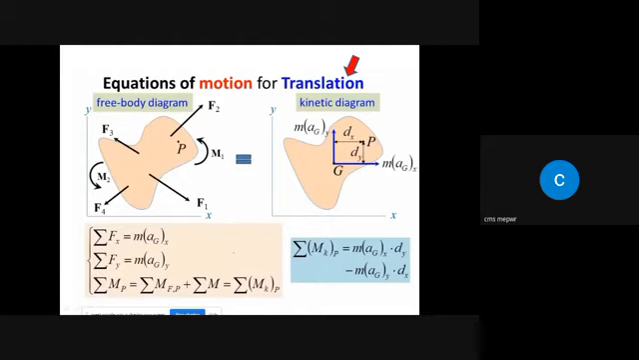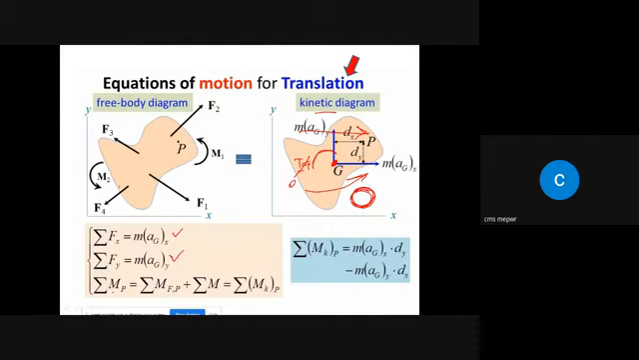So for the translation case, let's say this is a free body diagram. If we draw the kinetic diagram, and you are having only translation, there will be no rotation, meaning the object will move in a straight line, or it will follow some curved path, but it will not rotate about some specific axis or point. So this means that Ig in this case is equal to zero, right? So if we put this in the equation, summation of forces in x direction will remain the same, summation of forces in y direction will remain the same.